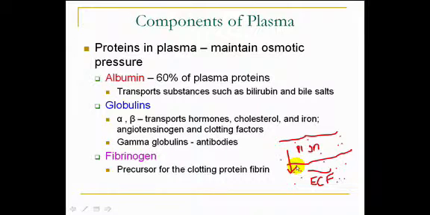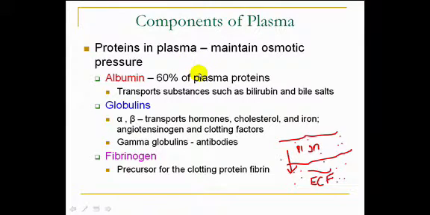Now some people that have liver disease, because a lot of your plasma proteins are produced in the liver, might not be producing enough plasma proteins, and what will happen is fluid will shift from the blood into the extracellular fluid or the interstitial fluid, and you'll get swelling of the tissue, or you can end up with losing blood volume. That's what we mean by maintaining osmotic pressure.